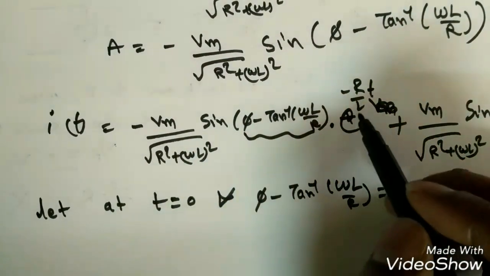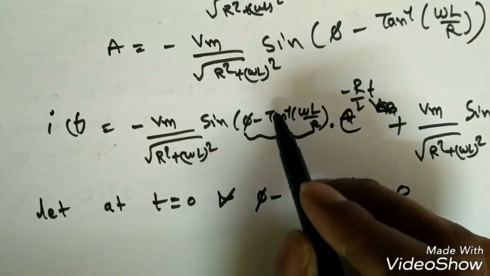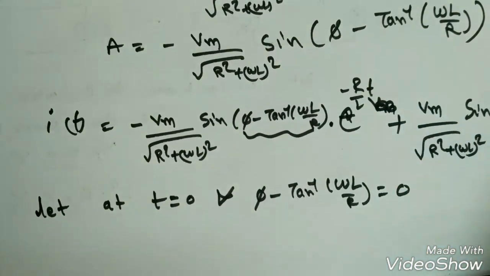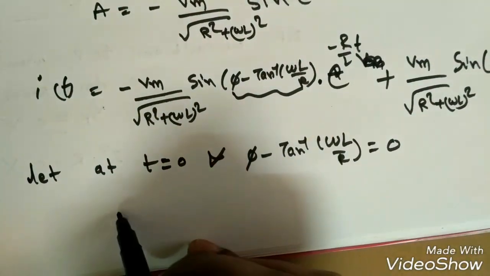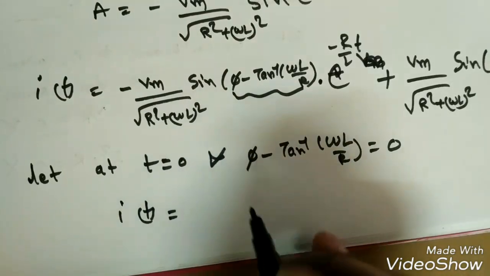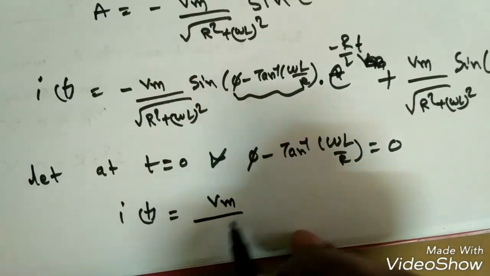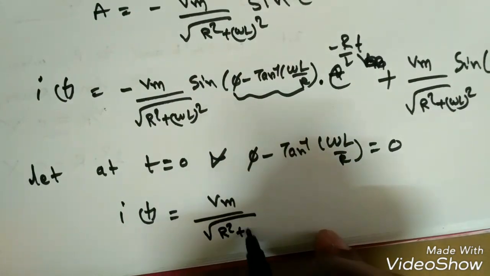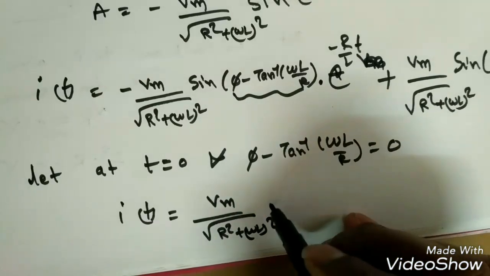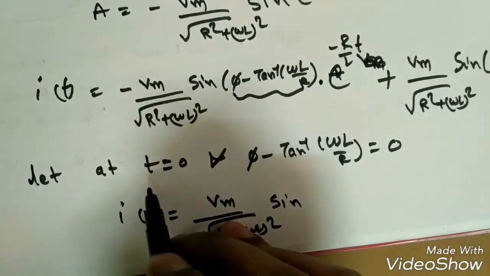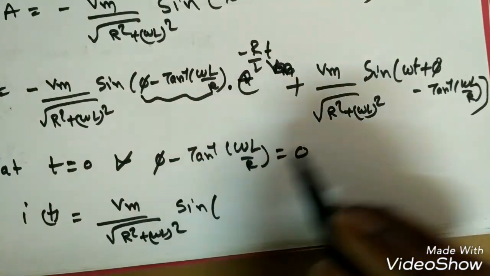So t equal to 0 means e power 0 is 1, and this is sine of 0. Sine of 0 is nothing but 0. That means what we will get, i of t is now Vm by square root of R square plus omega L whole square into sine, after t greater than 0, only this value will be there. That is the steady state response. That is sine omega t.